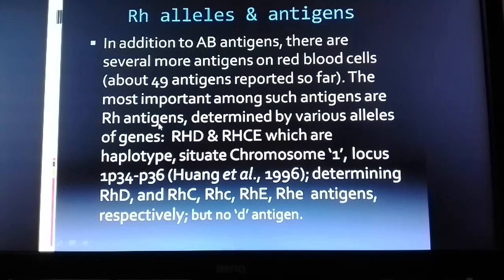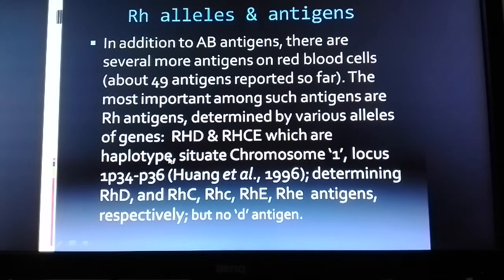Now these RH antigens are determined by a pair of genes, RHD and RHCE, which are haplotype. Haplotype in the sense that they are closely linked and adjacent to each other on the chromosome. There are even reports of exchange of nucleotides between these genes to become new alleles.